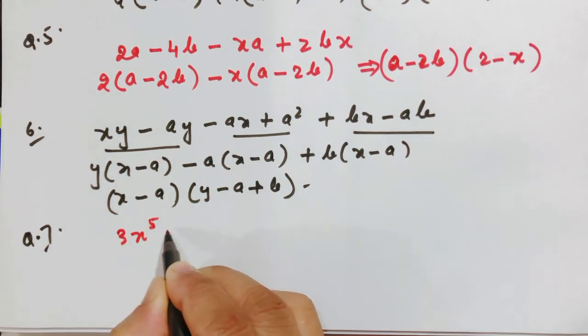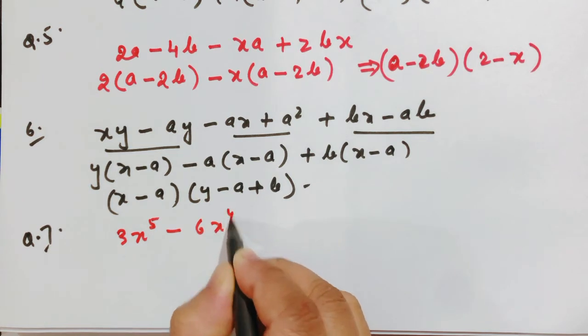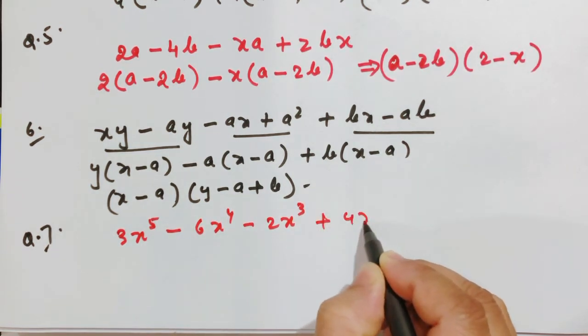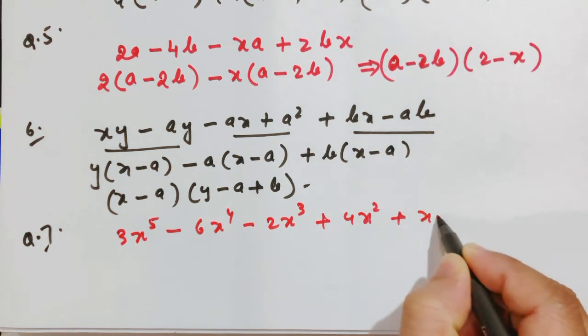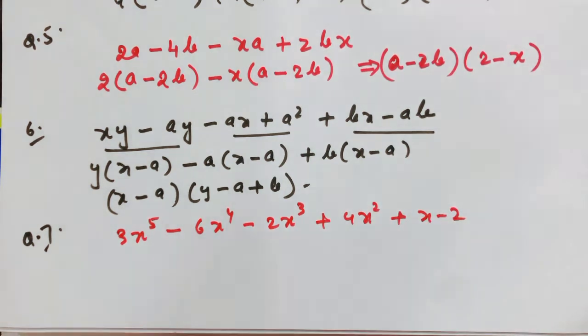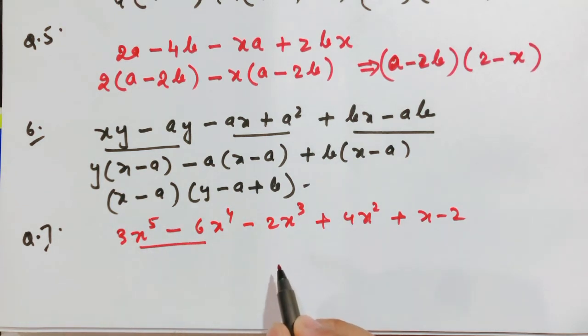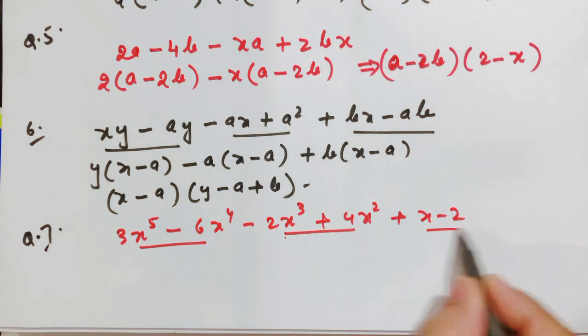3x to the power 5 minus 6x to the power 4 minus 2x to the power 3 plus 4x square plus x minus 2. Come on, don't see, have a look here. In these I will be grouping, so let us group one pair, 2 pair and 3 pair.